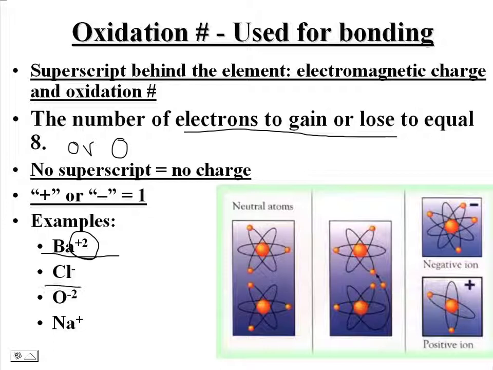If you see something like this chlorine one where there's just a negative, you assume that means -1. If there's no superscript, that means there's no charge at all. So if you just had Cl and nothing there, that means there's no charge. But if you see just a plus or just a minus, that means either +1 or -1. They just don't usually write the 1, it's more implied.